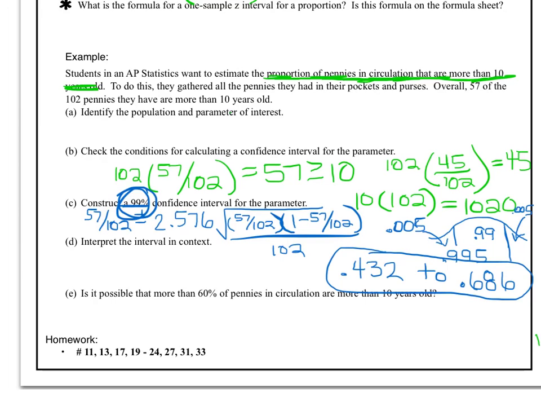Okay. Then this question says, is it possible that more than 60% of pennies in circulation are more than 10 years old? And we would say yes, that's totally possible because 0.6 is well inside this interval. Anything that is in this interval, it is plausible to us that that would be the right value for the proportion.